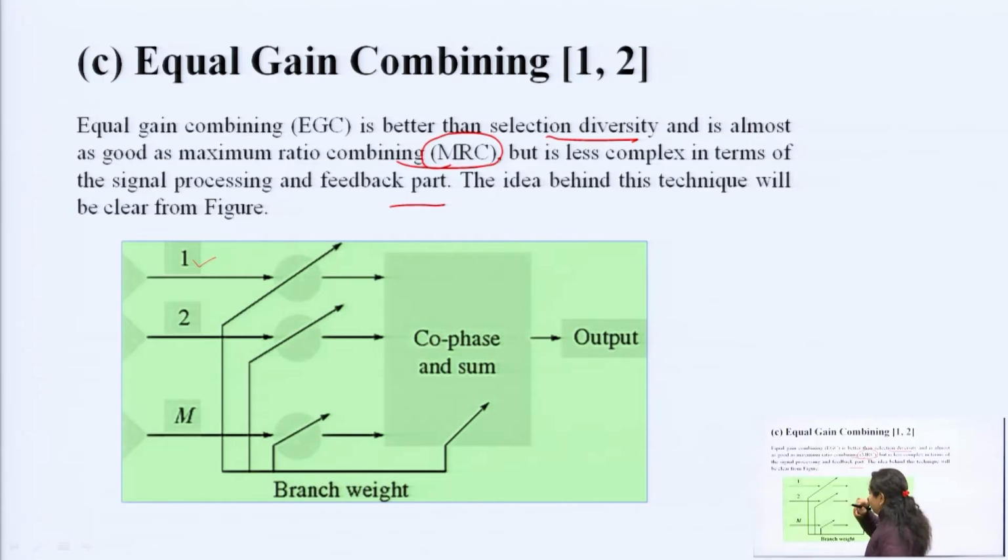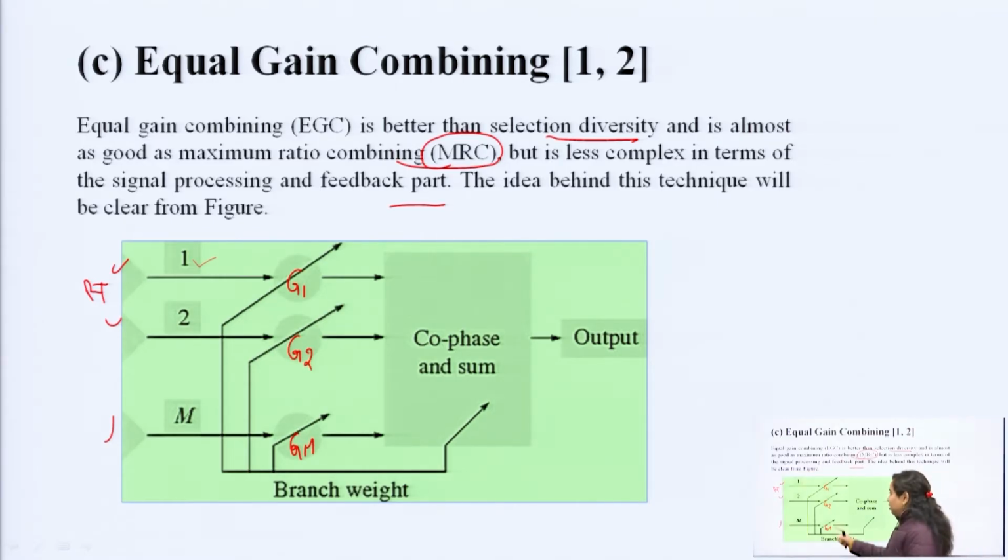Now, you can see that all the different antennas are there at the receiver side, like m number of antennas. The signals are passed through different gains, which have different variable values, like this is G1, this is G2, up to Gm. So, m number of gain weighting elements are there, which have their different values.